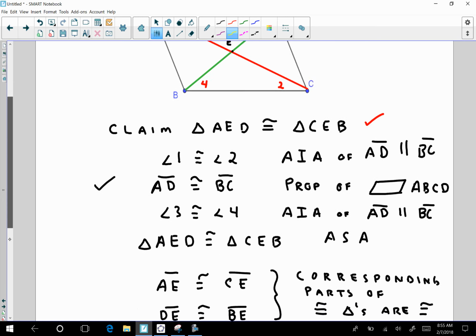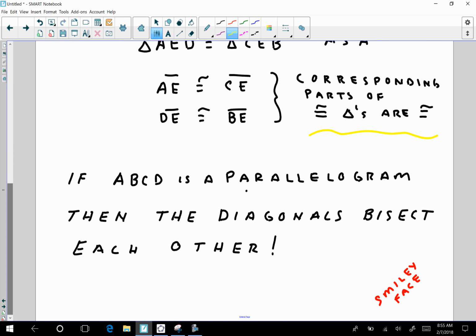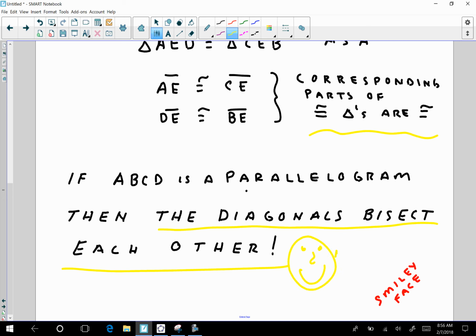What that tells me, ladies and gentlemen, boys and girls, is that if ABCD is a parallelogram, then I know that the diagonals bisect each other. That is good stuff right there. That should make us really happy. That's going to make our whole life easier.